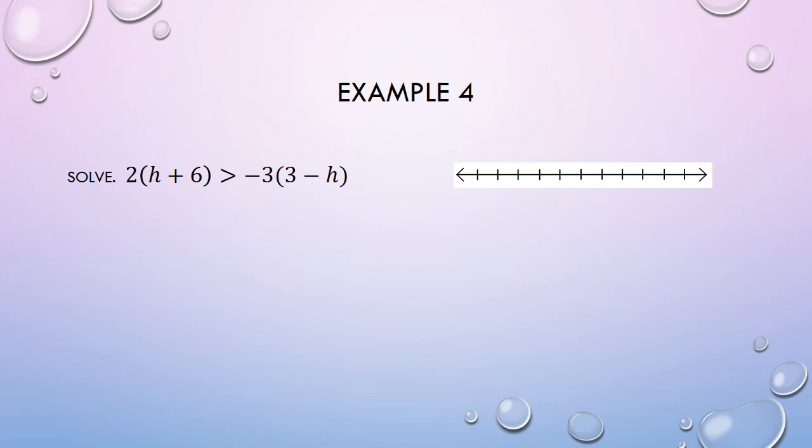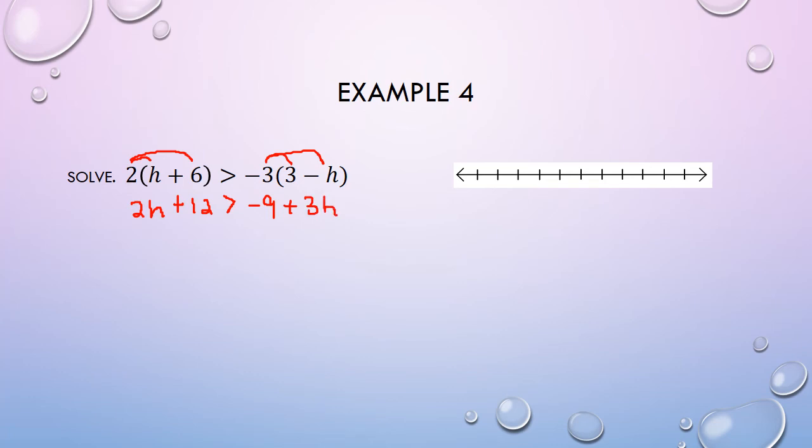All right, example 4, this one's getting a little bit more steps here, but still we're going to follow the same steps from solving equations. So we're going to distribute here. It gives us 2h plus 12 is greater than, distribute the -3. -3 times 3 gives us -9. -3 times -h is a positive 3h.